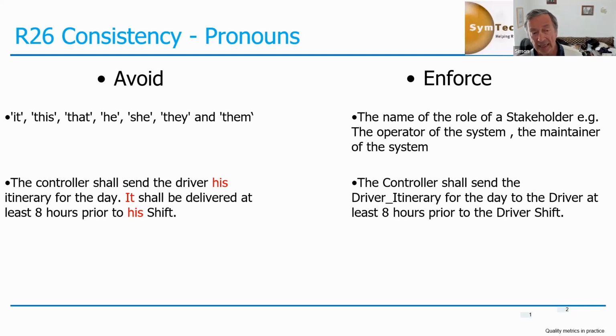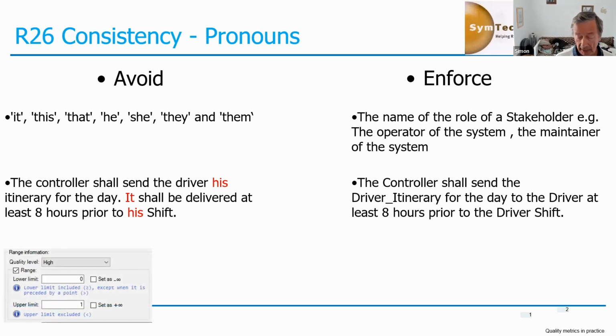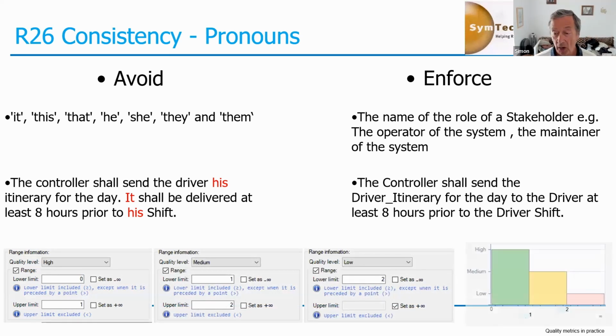But my experience is that it's not the first pronoun that causes problems, it's the second one. Typically the first pronoun, so the controller shall send the driver his itinerary, it's very clear who that his is applying to. So therefore, I'm going to apply a 3 range quality requirement. I'm going to say if I've got none of the avoid, that's good. But if you've got 1 of them, that's okay. That's a medium. But any more than 1, 2 or more, no, that's poor quality. So these are the rules. This is how we're going to measure them as high, medium or low.